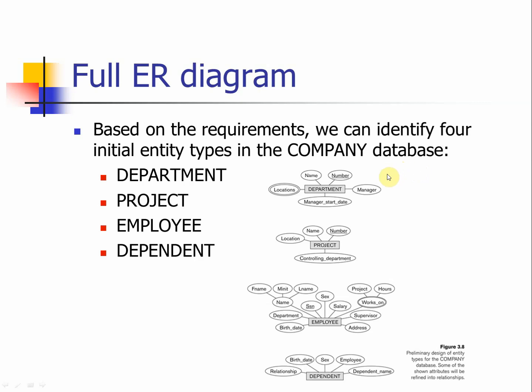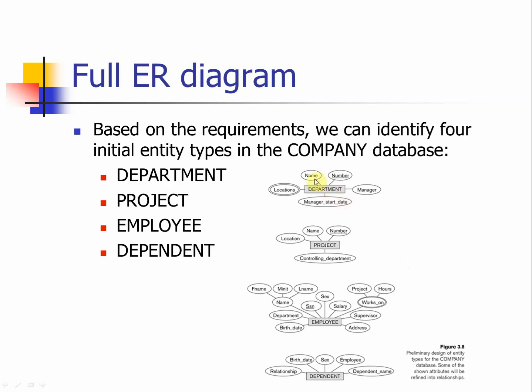After we discuss the entity, as well as the basic constraints regarding the relationships, it is time for us to see how we convert those company requirements into a full ER diagram. So in our entity part, we looked into the database requirements regarding the department, project, employee, and dependent. We drew 4 entities out of it.